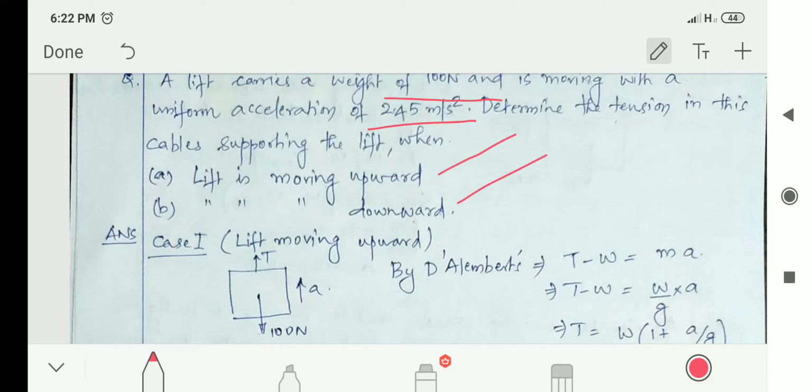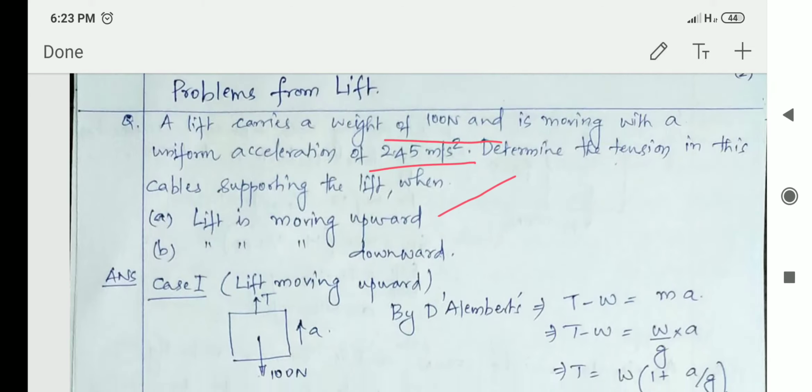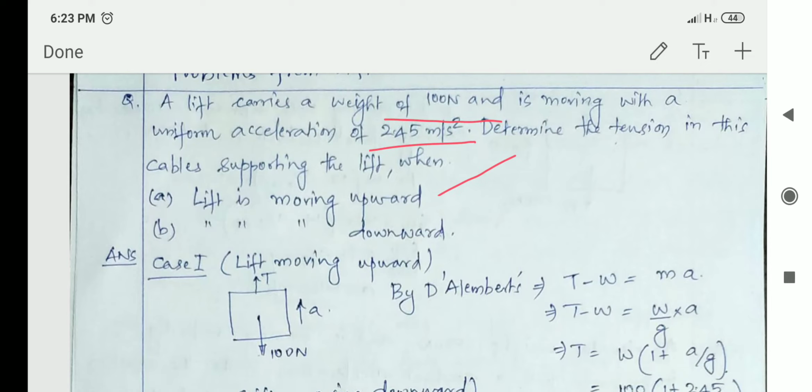Okay. So in lift problems, you must be careful about one important point given in the problem. In some problems, only one weight will be given or one force will be given. This problem is also like that. A lift carries a weight of 100 Newton, so the self weight of the lift is not included here. Only the weight of the person inside the lift is given. That is problem type number one. That is very easy to solve.